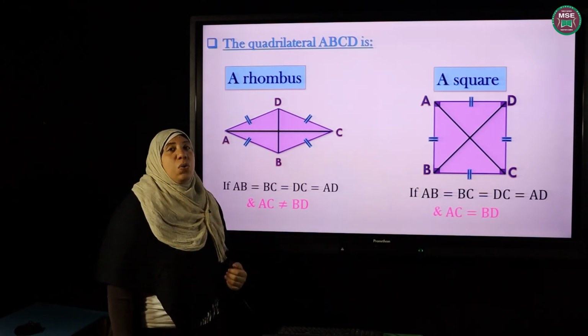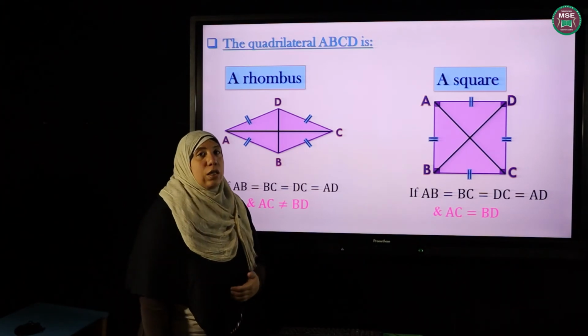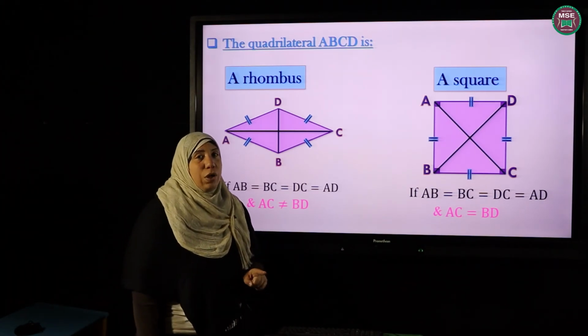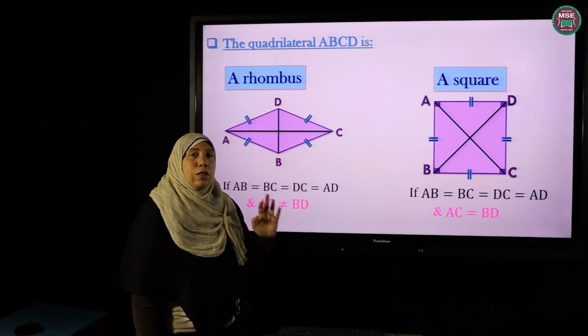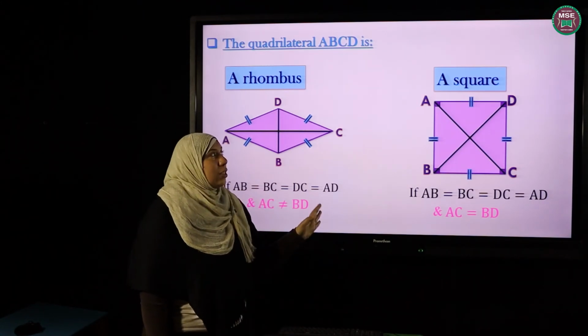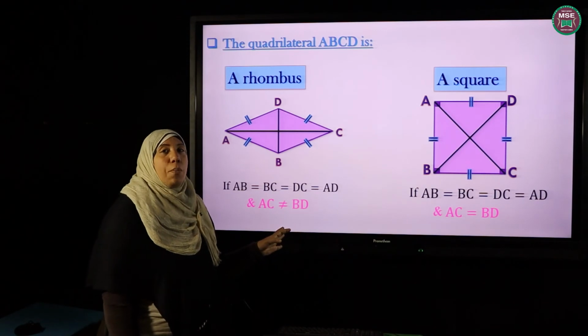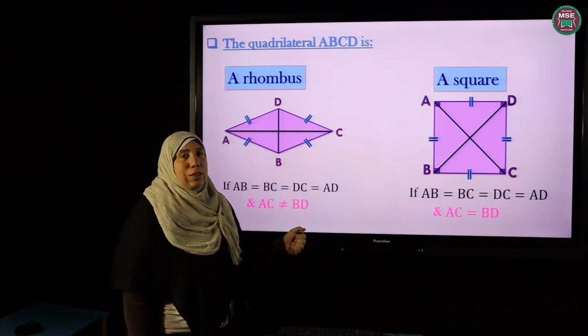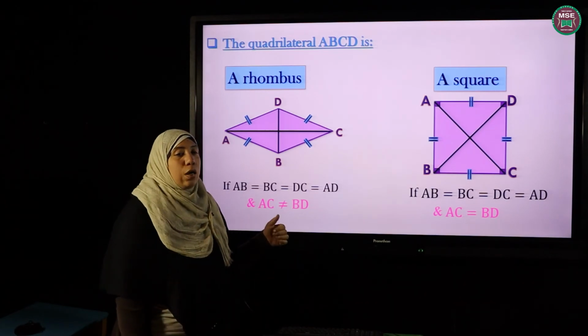So the parallelogram and the rectangle are the same: each two opposite sides are equal, but the diagonals are different, equal in the rectangle, different in the parallelogram. The same here between square and rhombus. Both of them have 4 equal sides, but the diagonals are equal in the square, not equal in the rhombus.